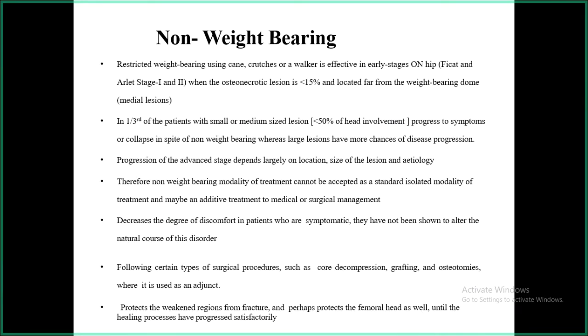Therefore, non-weight bearing cannot be accepted as a standard isolated modality of treatment and may be an additive treatment to medical or surgical management. This therapy decreases the degree of discomfort in symptomatic patients. It has not been shown to alter the natural course of this disorder. It is used as an adjunct following certain types of surgical procedures such as core decompression, vascularized or non-vascularized bone grafting, and osteotomies. It also protects the weakened region from fracture and perhaps protects the femoral head as well until the healing processes have progressed satisfactorily.